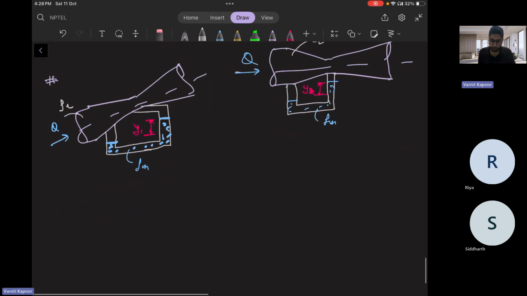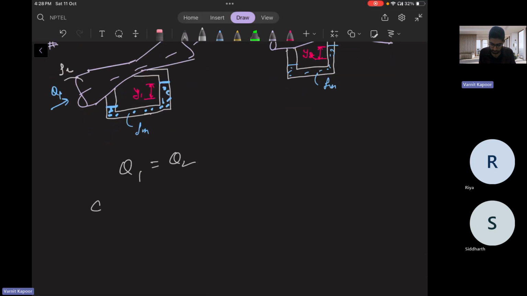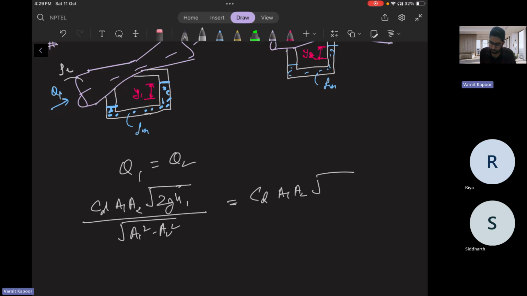So in both the cases the flow rate is the same. Q1 is equal to Q2. Let us suppose this is 1, this is 2. So what is Q1? CD, A1, A2. Both are of the same venturimeter, same dimensions, so A1, A2 are the same. It's just that I have inclined one venturimeter and kept the other as it is. Root 2G, H1, over root of A1 square minus A2 square, is equal to CD, A1, A2, root 2G, H2, under root of A1 square minus A2 square.